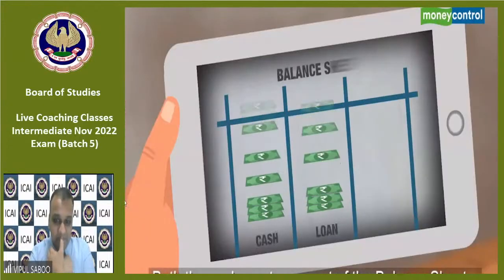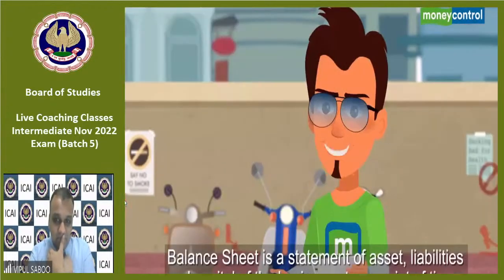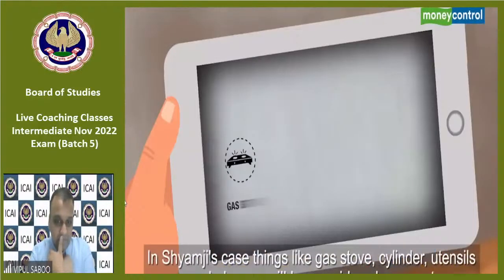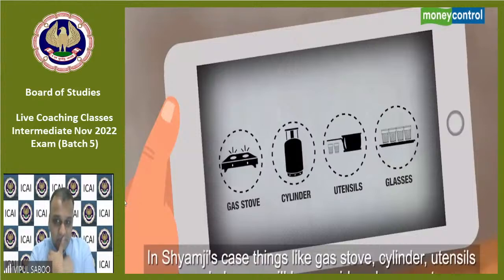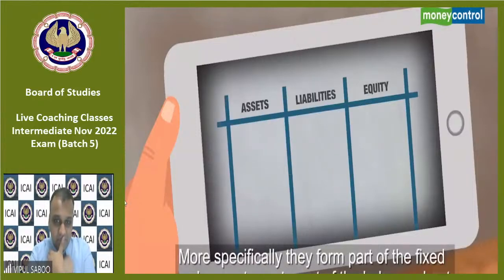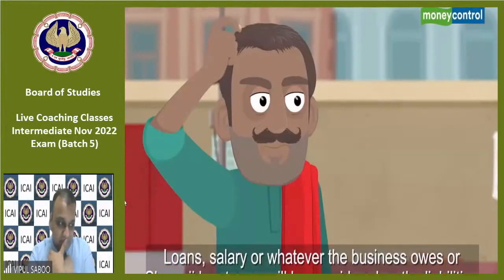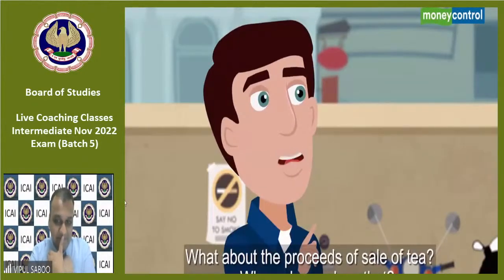Both these elements are part of the balance sheet, one of the 3 statements that are filed. Balance sheet is a statement of assets, liabilities and capital of the business at any point of time. अब श्याम जी के केस में उनको शॉप पर ये सारी चीजें जैसे कि गैस स्टोव, सिलेंडर, यूटेंसिल्स एंड ग्लासेस among others form part of the asset. More specifically, they form part of the fixed asset part of the balance sheet. Loans, salary, या कुछ भी that the business owes or Shyamji has to pay will form part of the liabilities. And what about the proceeds of sale of tea?